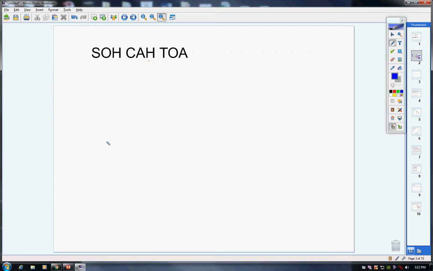So on this next slide, I'll talk about how I've memorized it. SOHCAHTOA, I'm sure you guys have seen that before. That means sine equals opposite over hypotenuse. Cosine is adjacent over hypotenuse, and you can see cosine, adjacent, hypotenuse. And then tangent is opposite over adjacent.